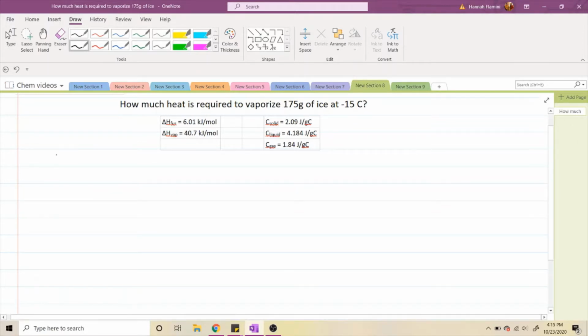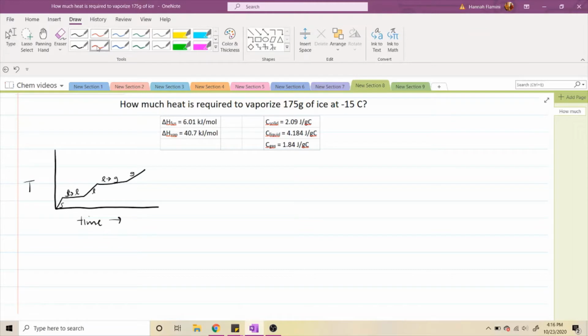So the first thing you want to do is to draw your heating curve, and I think this makes it easier to visualize where you're starting and where you need to go, and the proper calculations you need to do to get there. Heating curves always follow the same shape no matter what compound you're dealing with. The first line is a solid. This horizontal line is solid to liquid, then liquid, liquid to gas, and then gas. Temperature is here, and then you just have time.